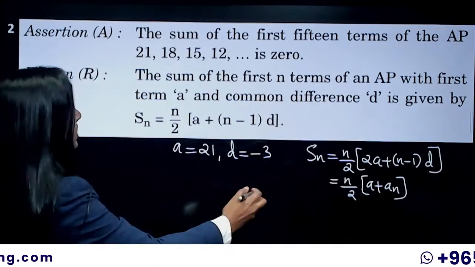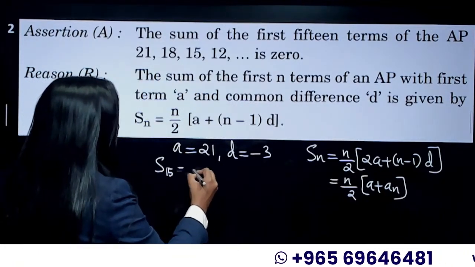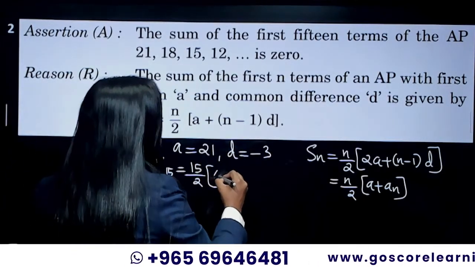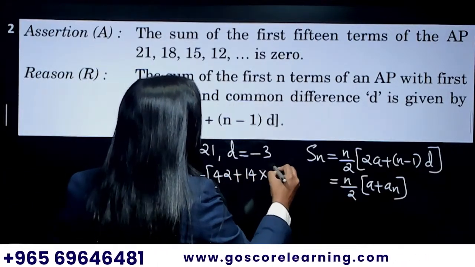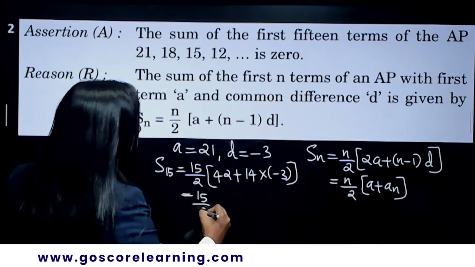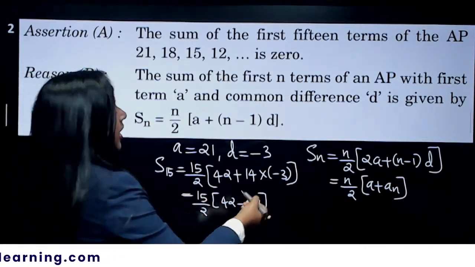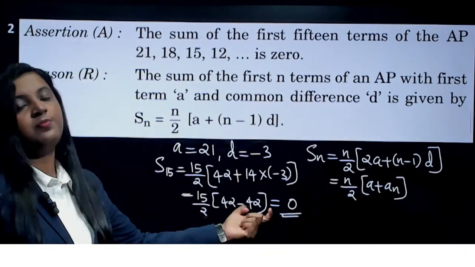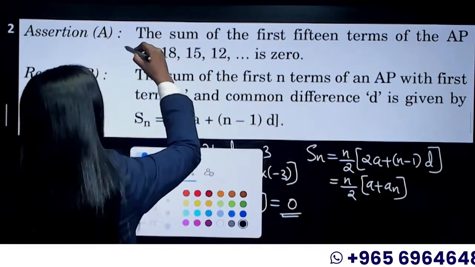So Sn is equal to, here we need to find the sum of first 15 terms. So S15 is equal to 15 by 2 into (2 into 21, which is 42, plus (15 minus 1, that is 14) into negative 3). So 15 by 2 into (42 minus 42), because 14 into negative 3 is negative 42. This term is going to be 0, and 0 into anything is 0. So that is correct. The sum of first 15 terms of the given AP is 0.